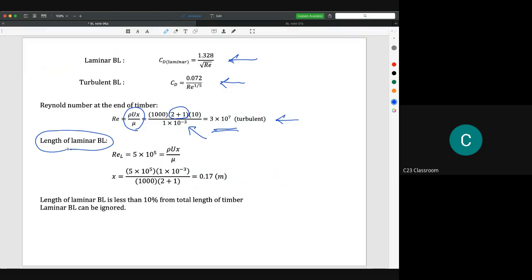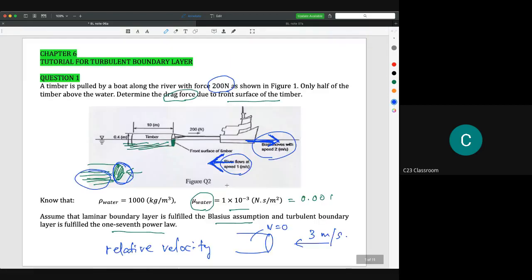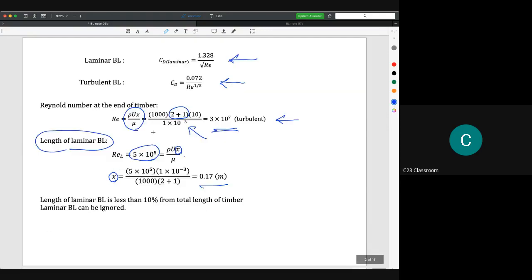So the critical Reynolds number is 5 times 10 to the power of 5. So the equation is rho u x over mu. So we could calculate the x here, and we get x equal to 0.15 meters. Because the timber here is 10 meters long, 0.17 meter is less than 10%, so it is very small. So we assume that it is okay for us not to take the laminar boundary layer into our calculation. So the laminar boundary layer can be ignored.